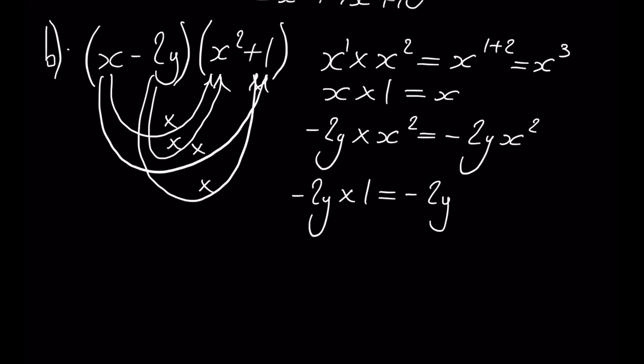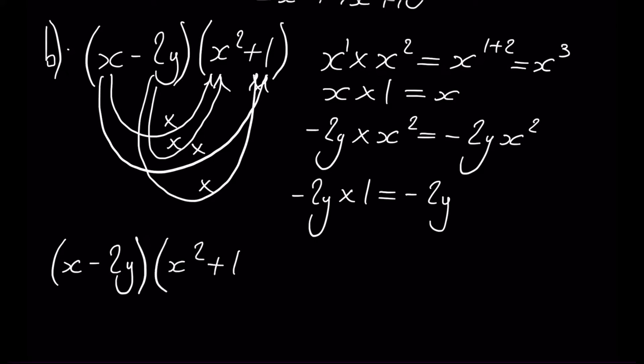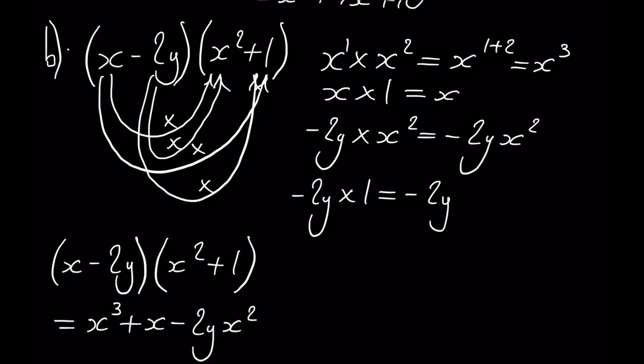Okay, now to find the answer to this, we've got to, as we did before, add all of these products or terms together. So the answer to this will be x cubed plus x minus 2y x squared minus 2y. Obviously, we can't simplify this any further, so the expansion for this just remains like this.